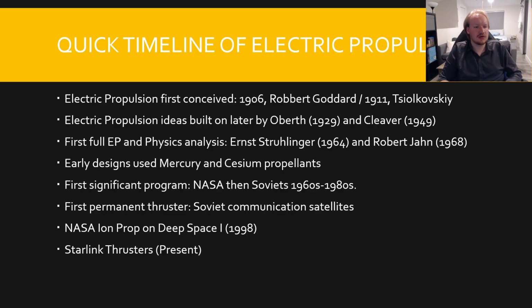These ideas were later built on again by Oberth and then another guy, Cleaver, in 1929 and 1949, respectively. But these still didn't result in any full designs or definitely not any practical physical work on these types of ideas. It was still very theoretical at the time. The first full EP design was made by Ernst Stuhlinger in 1964, and then that was followed in 1968 by Robert Jahn, who did the first full physics analysis.